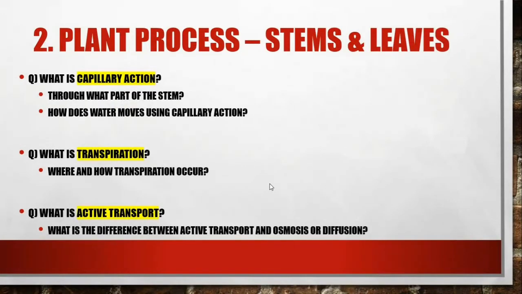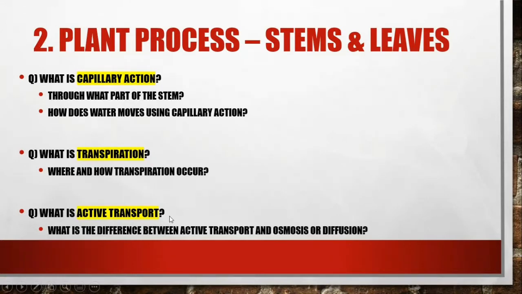Also, we learn about mechanisms that are happening in stems and leaves. When it comes to stem, we learn something called capillary action. What's the mechanism? How does that help bring water from the bottom parts to the upper parts using xylem or phloem? You need to find that out also. What is transpiration? Where does it occur? You need to find those answers too.